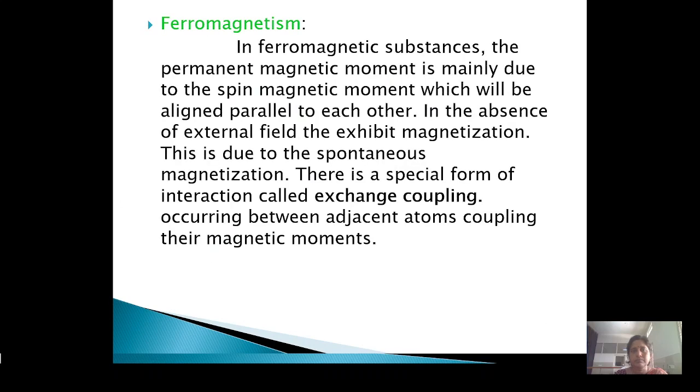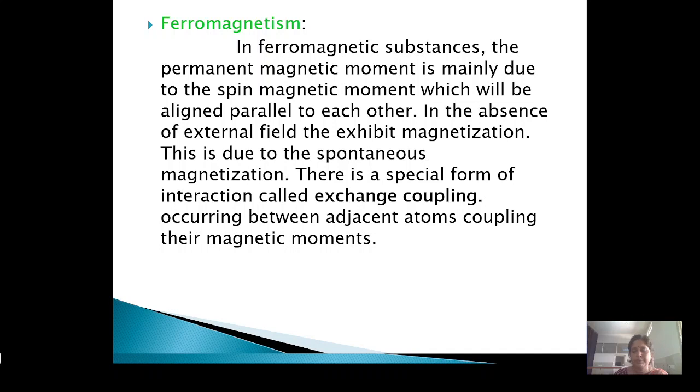Ferromagnetism. In ferromagnetic substances, the permanent magnetic moment is mainly due to the spin magnetic moment, which will be aligned parallel to each other. In the absence of an external field, they exhibit magnetism. This is due to spontaneous magnetization. There is a special form of interaction called exchange coupling occurring between adjacent atoms, coupling their magnetic moments.